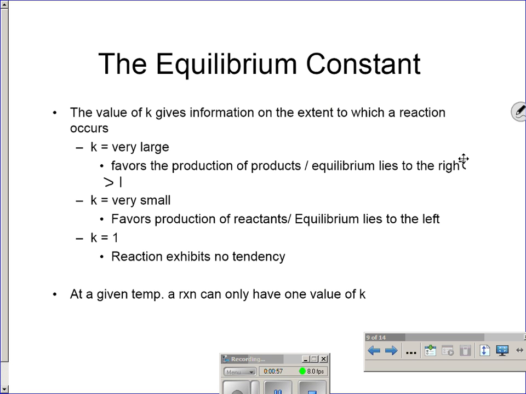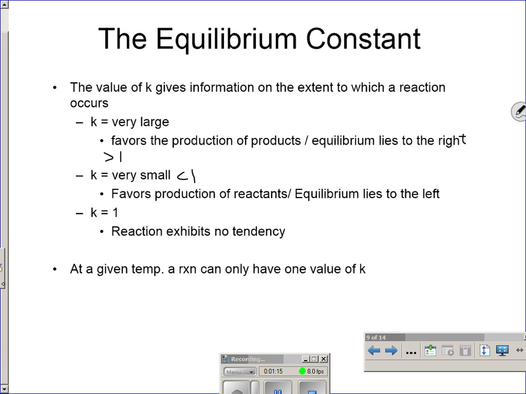If the value is very small, less than 1, and it can get very, very much less than 1, that favors the production of reactants, and we would say that the equilibrium position lies to the left. And if the value of K is 1, we would say this reaction has no tendency. We're going to get equal numbers of reactants and products.